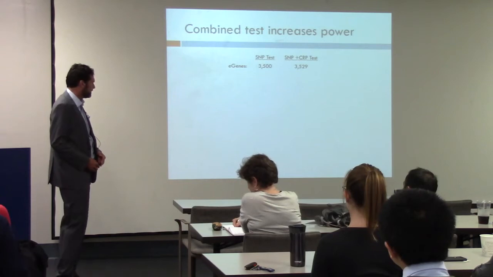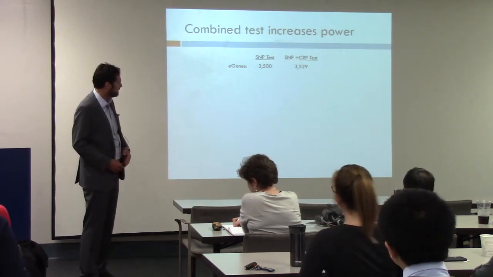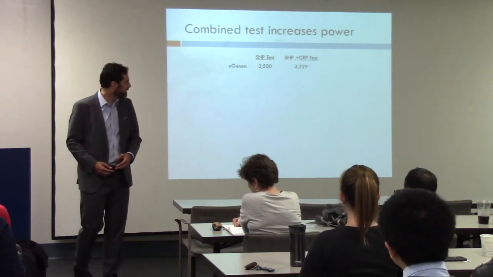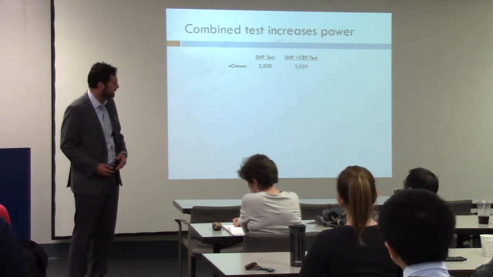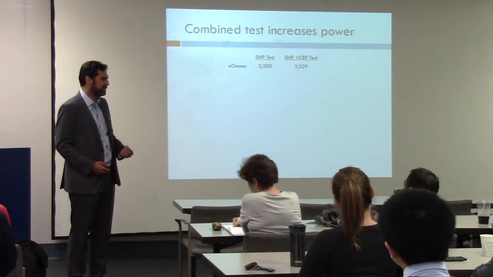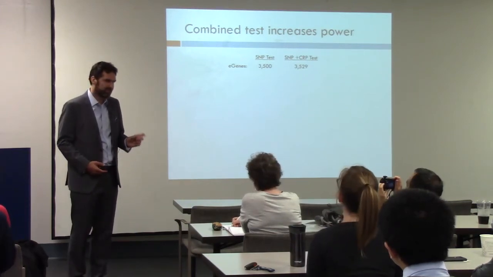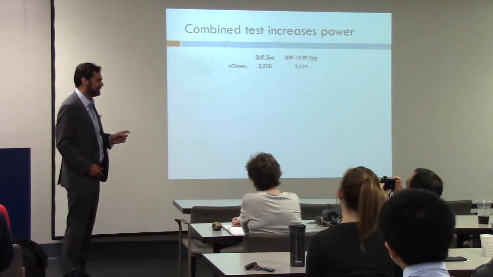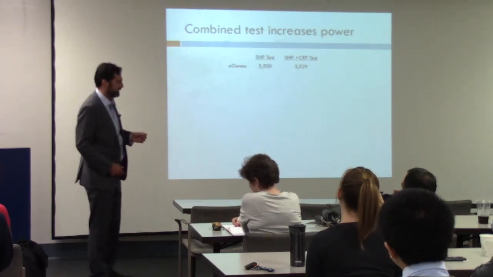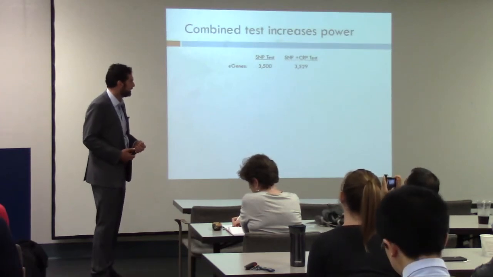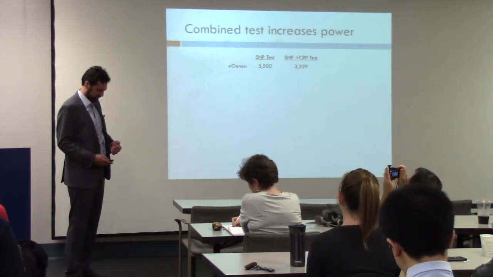By running our test on those, what we find is that the standard SNP test finds 3,500 E genes, whereas our test finds 3,529. This is only a small increase in power, but that's actually expected, because one of our CRP selection criteria is that we're only going to be looking at SNP pairs where the pairs already have near marginal significance. And so we're not expecting a large increase.